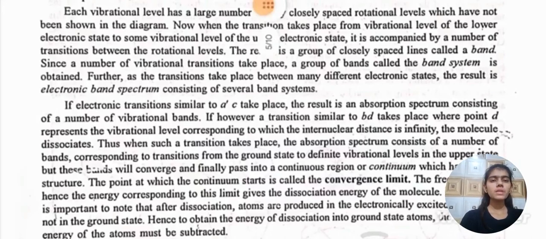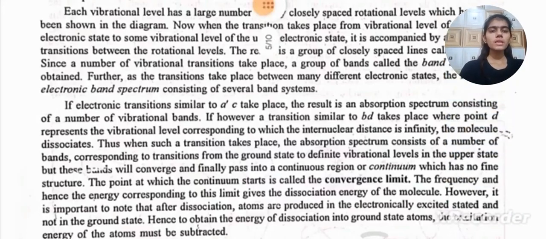Thus, when such a transition takes place, the absorption spectrum consists of a number of bands corresponding to transitions from the ground state to definite vibrational levels in the upper state, but these bands will converge and finally pass into a continuous region or continuum which has no fine structure. The point at which the continuum starts is called the convergence limit. The frequency, and hence the energy corresponding to this limit, gives the dissociation energy of the molecule.